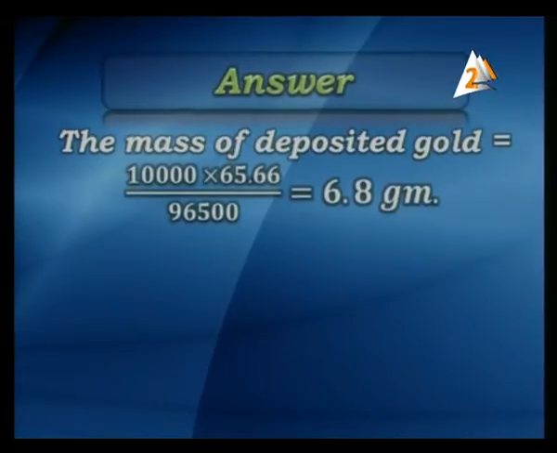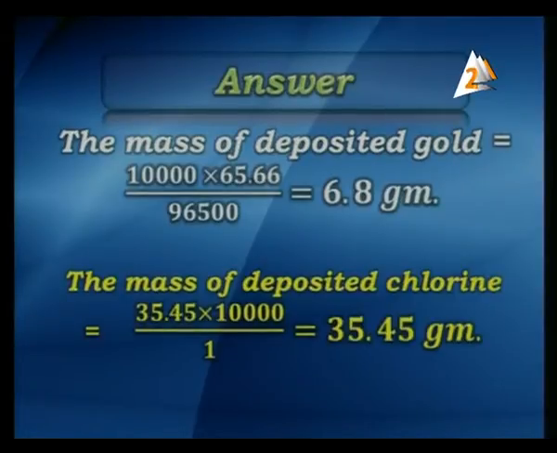It's good to say that the unit is very important. But we also have the mass of deposited chlorine: 35.45 times 10,000 coulombs, divided by what? Divided by 1. What's meant by this? We have here 35.45 grams.